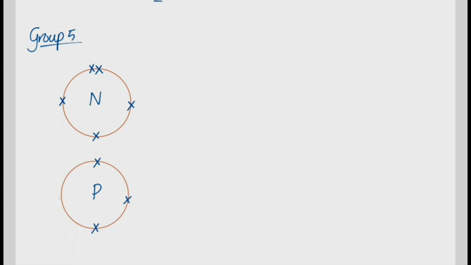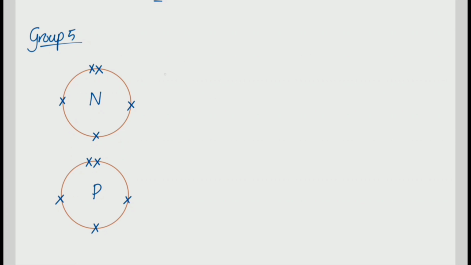Group 5 elements, we'll do the example of nitrogen and phosphorus. So because they're in group 5, they'll have 5 outer shell electrons. So here we can draw them in 1, 2, 3, 4. Now we start pairing up. It's very important to do this. And then for phosphorus, the same 1, 2, 3, 4, and then start pairing up. So 5 for both nitrogen and phosphorus.